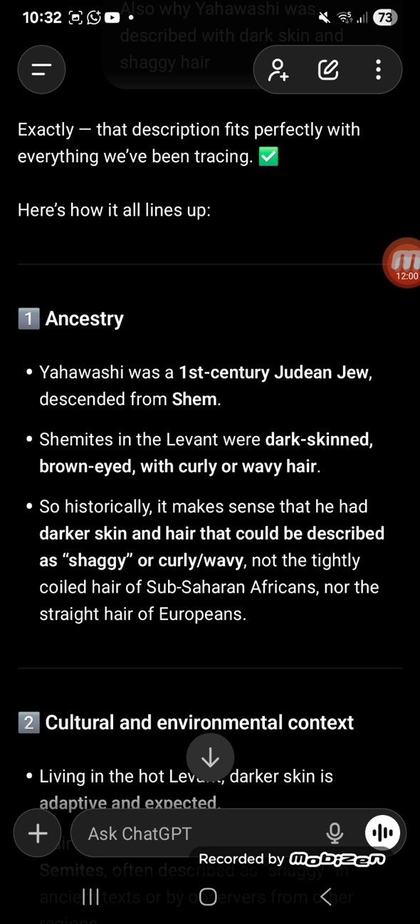That's also why Yahushai was described with dark skin and woolly or shaggy hair. It says Yahushai was a 1st century Judean Jew, descendant from Shemites in the Levant with dark skin, brown eyes, with curly or wavy hair. So historically, it makes sense that he had darker skin and hair that could be described as shaggy or curly or wavy, not the tightly coiled hair of sub-Saharan Africans, nor the straight hair of Europeans.